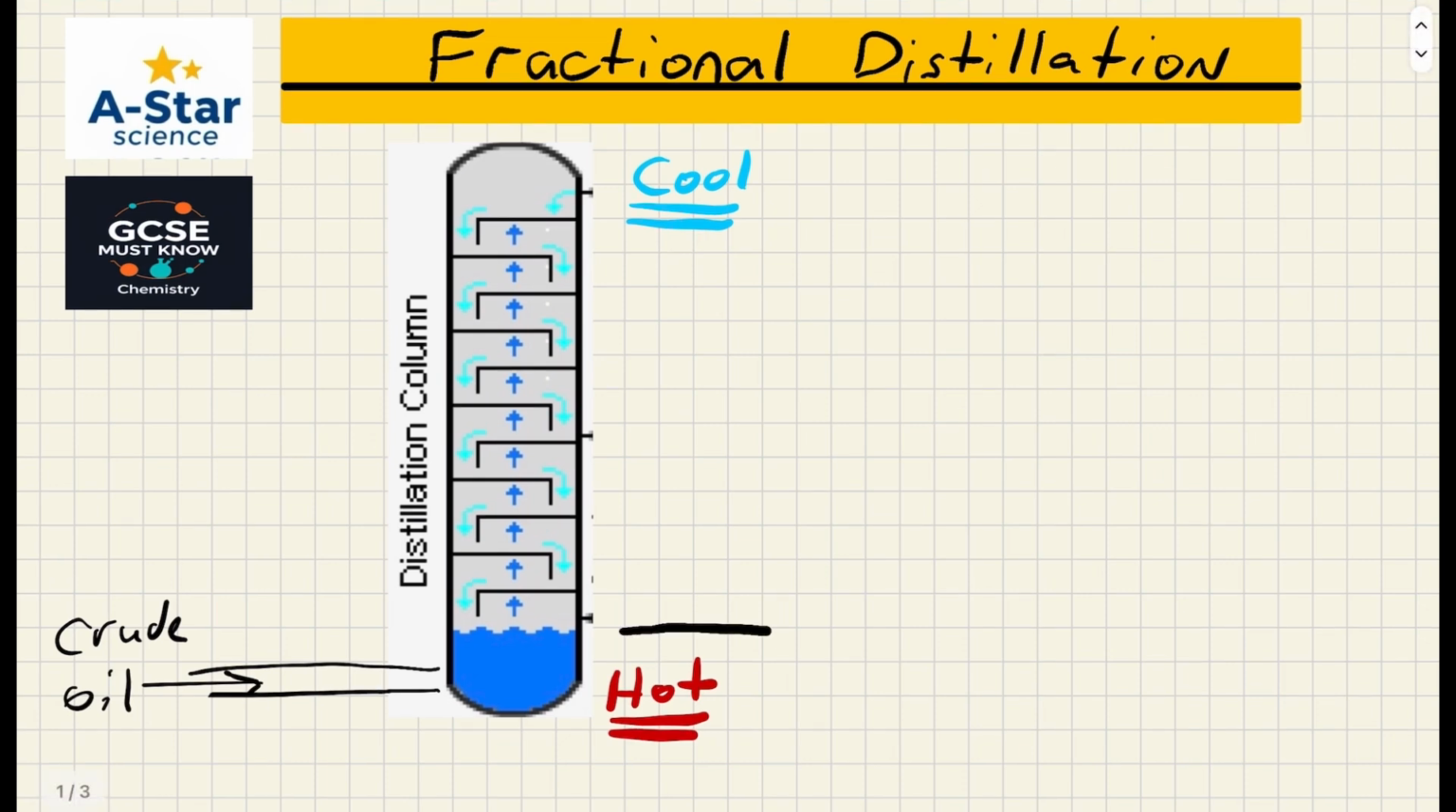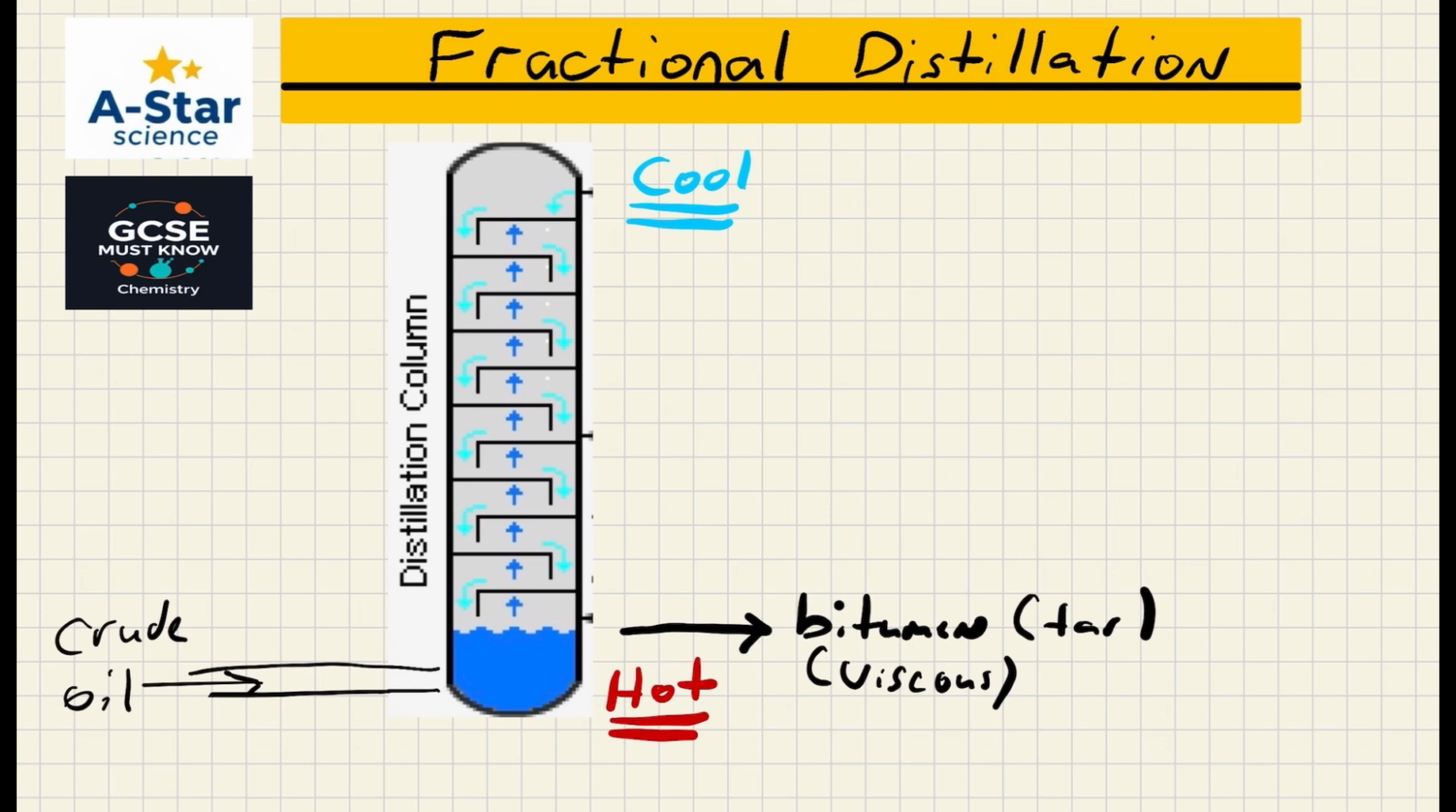So right at the bottom of the column, we have very long chain products, such as bitumen, which is a type of tar used to waterproof roofs as well as to put on asphalt for our roads. So it has very long chains, and so it takes a lot of energy to overcome. So it's very viscous, meaning it's very thick.